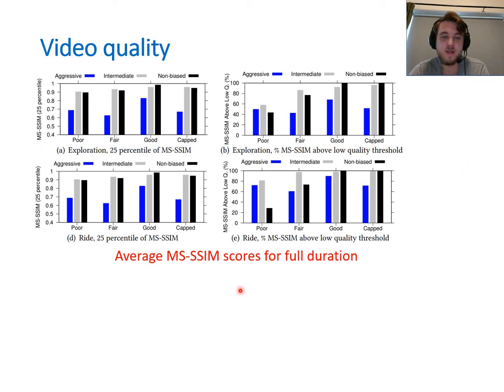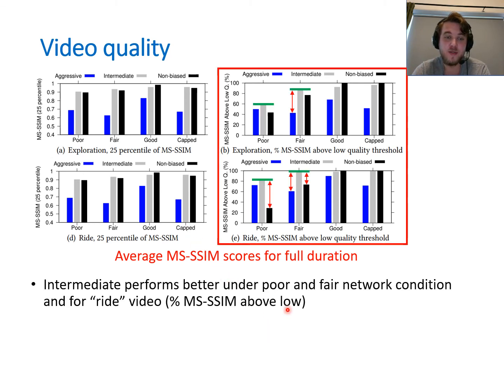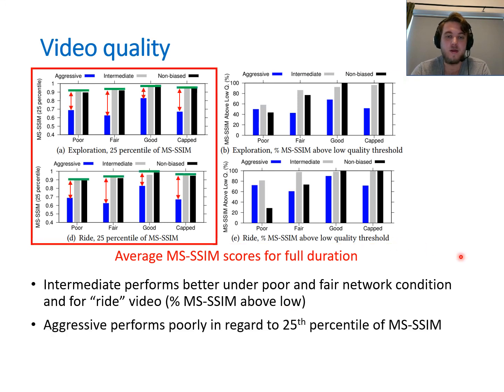Here we can see the average MS-SSIM scores for the full duration of the video. And we can see that the intermediate algorithm performs better under poor and fair network conditions, as well as for ride videos, in regard to the percent above low, so the low reference number seen earlier. And then we have that aggressive performs poorly in regard to the 25th percentile of MS-SSIM scores, which we can see in these figures here. It's a large difference compared to the worst of the other two.